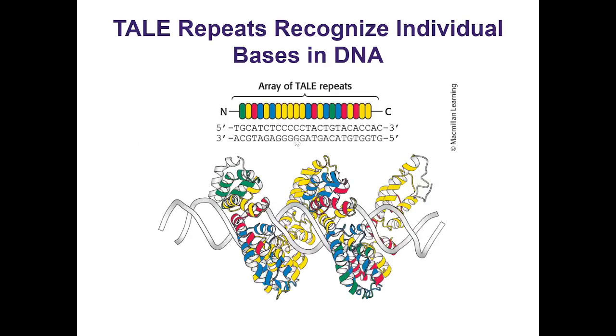repeated changes. Right here we can actually see that, so we can get a visual. The TAL repeats are going to recognize individual bases in your DNA. And so right here we have the array of TAL repeats. You can see that they'll match up to a specific sequence of your DNA there. And that's what it looks like right there. Okay?